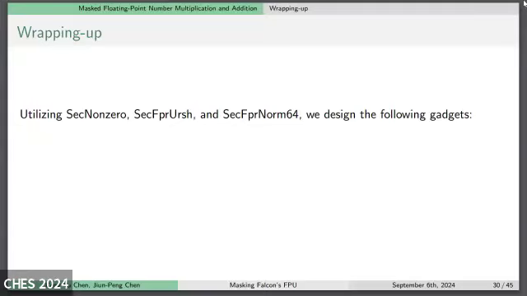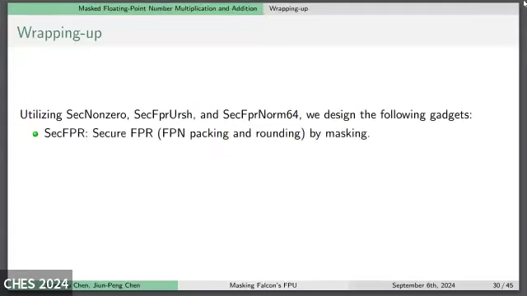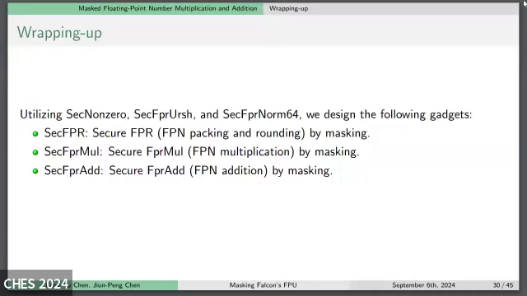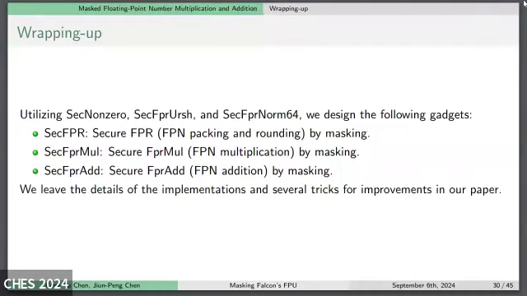Okay, to wrap up, utilizing these three gadgets, we designed the following gadgets, including secure FPR, a secure floating point number packing and rounding by masking, secure floating point multiplication, and secure floating point addition. We leave the details of the implementations and several tricks for improvements in our paper.